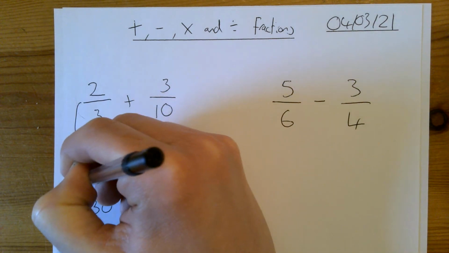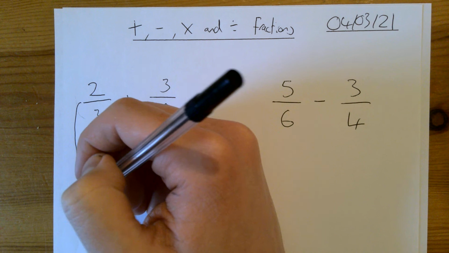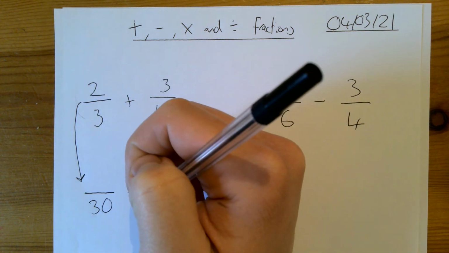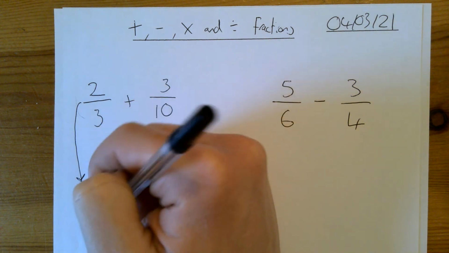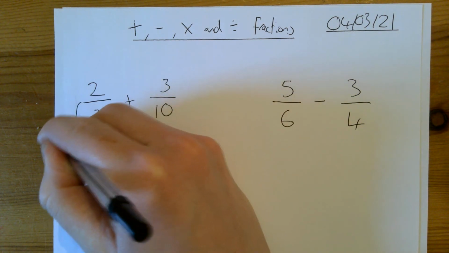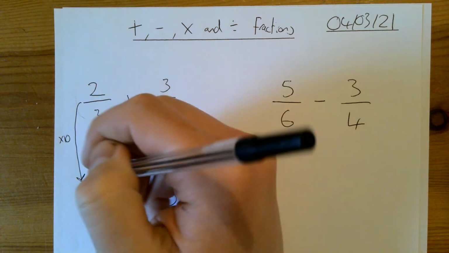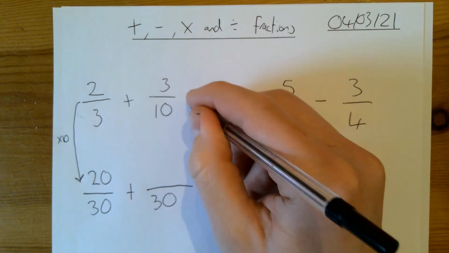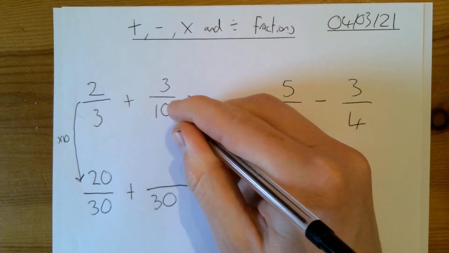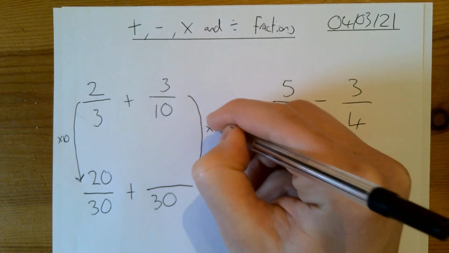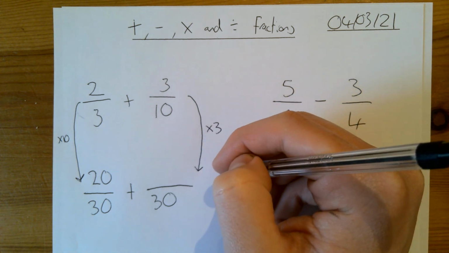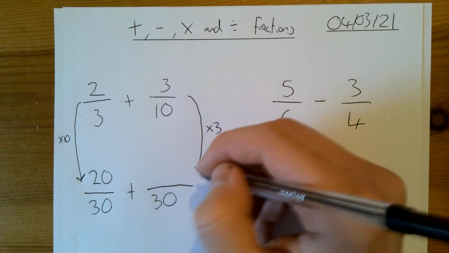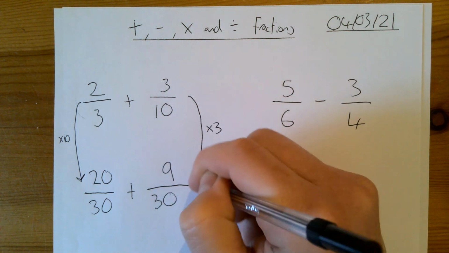Now to keep it fair and to not change my question or change the value of my fractions, I need to make sure I multiply the numerator and the denominator by the same thing. This one I've multiplied the denominator by 10, so I'm going to need to multiply the numerator by 10 as well. 2 times 10 is 20. This one, the denominator was 10, it's become 30, so it's been multiplied by 3. And to keep my fraction of equal value, I need to multiply the numerator by 3 as well. 3 times 3 is going to become 9.